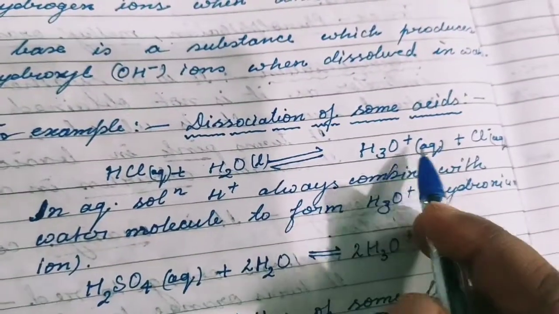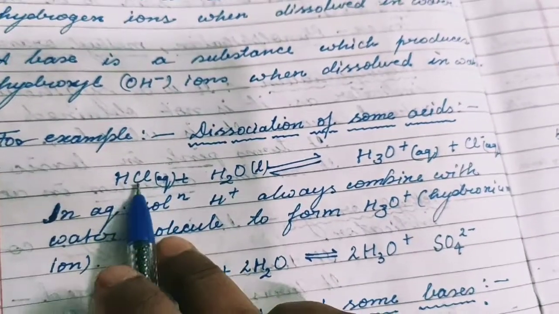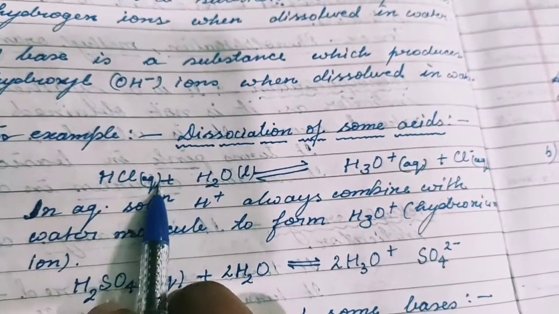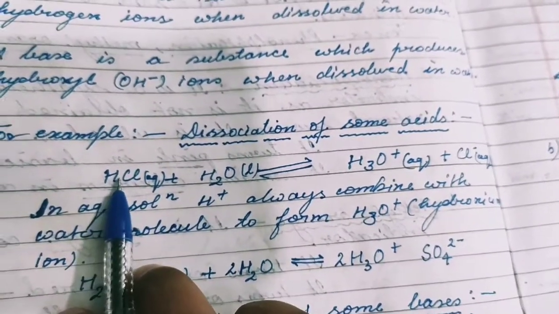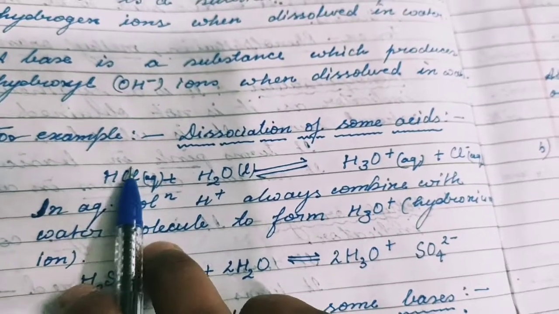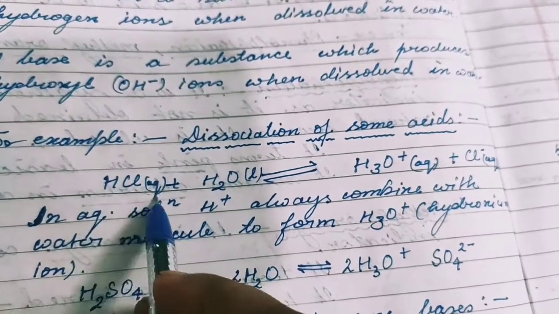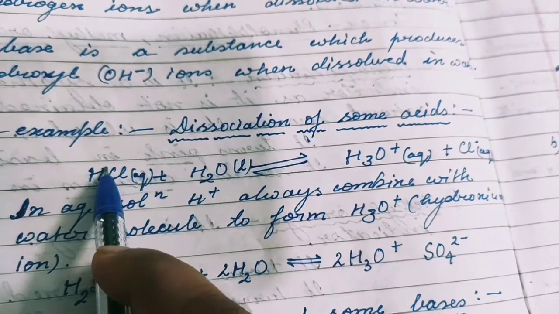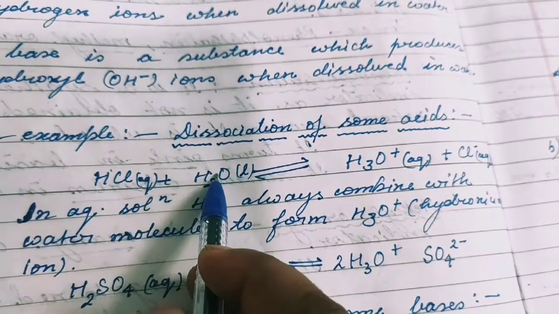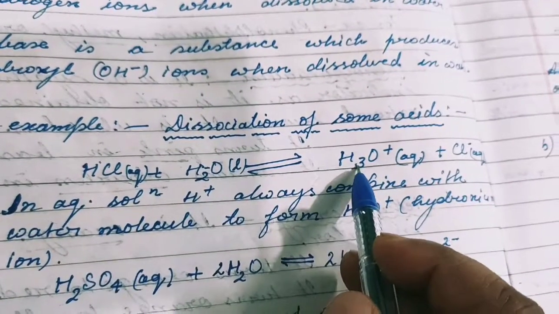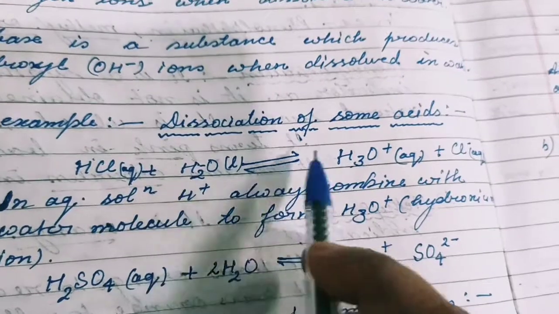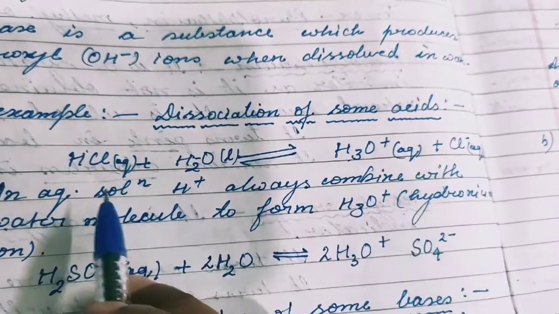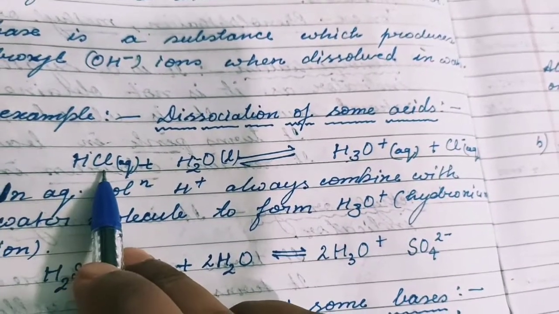Students, for example, dissociation of some acids. Here hydrochloric acid plus water and a double-headed arrow is mentioned. Students, when acid is added to water, then only it dissociates its hydrogen ion. It will break into hydrogen ion and chloride ion, and as this hydrogen ion can't exist freely, it combines with a water molecule and forms what? H3O plus. So H2O combines with hydrogen ion and it forms hydronium ion, that is H3O plus, and chloride ion, which is dissociated from this hydrochloric acid.